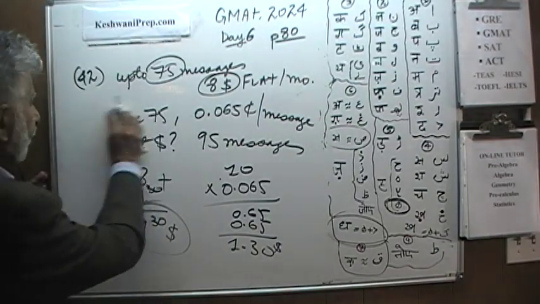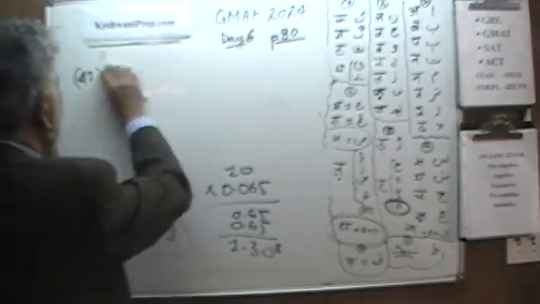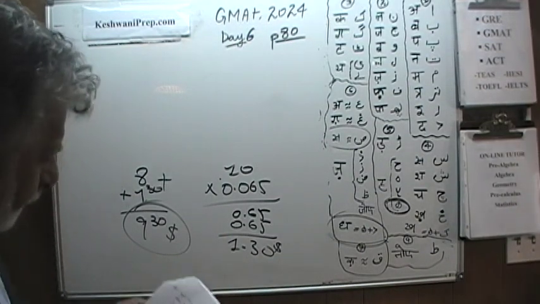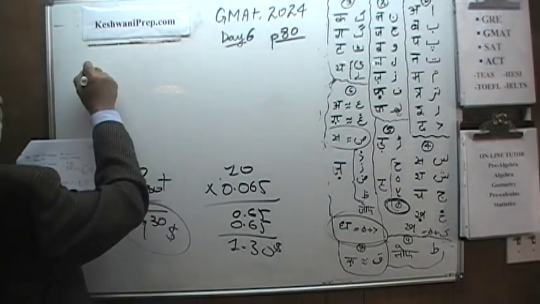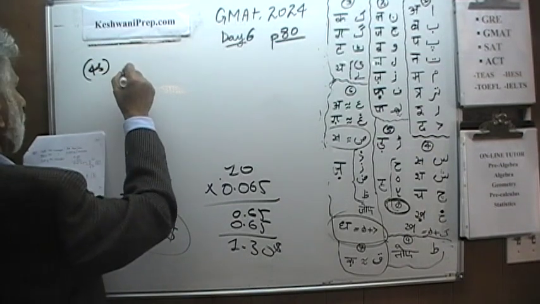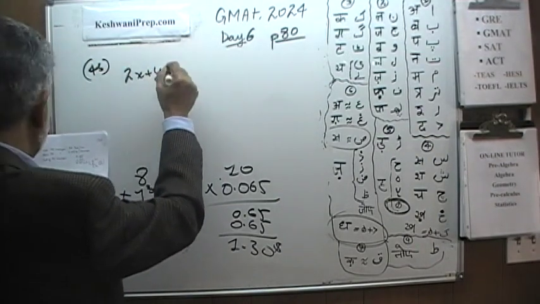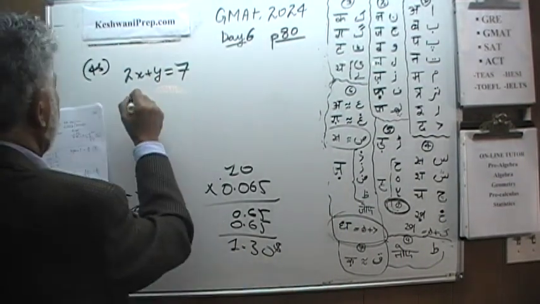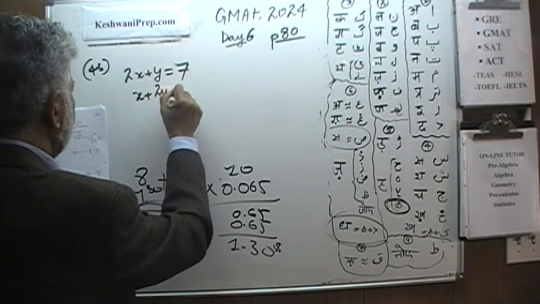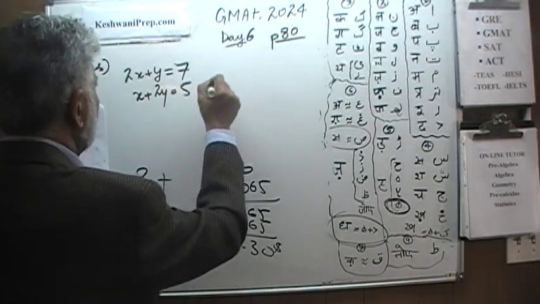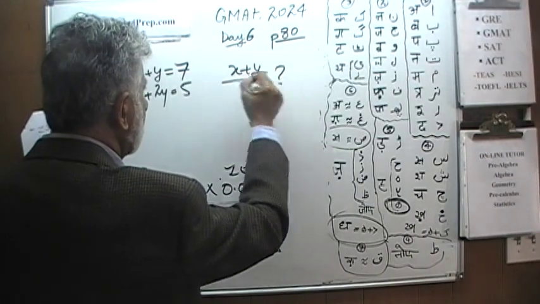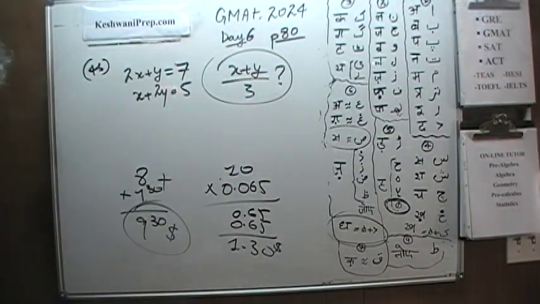Number 43. Number 43, we are told that 2x plus y is equal to 7. We are also told that x plus 2y is equal to 5. This is the question. The question is, how much is x plus y over 3? Let's find out, shall we?